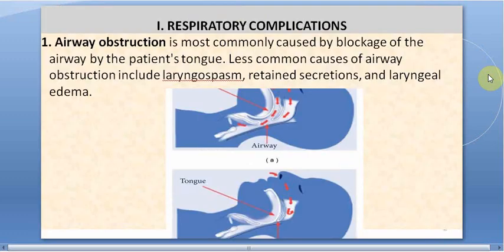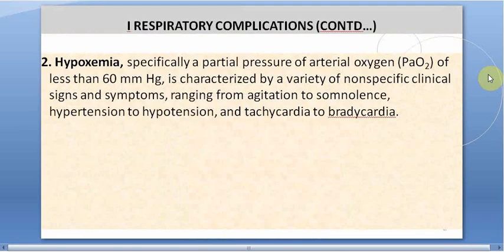And the respiratory complications, the first one we have is airway obstruction. Airway obstruction means a blockage to the airway. It could be because of the tongue falling back, or because of some secretions, or because of laryngospasm or edema of the larynx. So these are the causes of airway obstruction. What you have to do is immediately assess the breath sounds and start oxygenation or keep the patient on a ventilator.